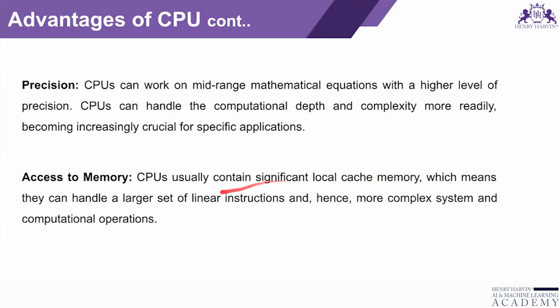Okay, so the CPU usually contains significant local cache, which means it can handle a larger set of linear instructions. Got my point? Linear instructions, and hence more complex system and computational operations.